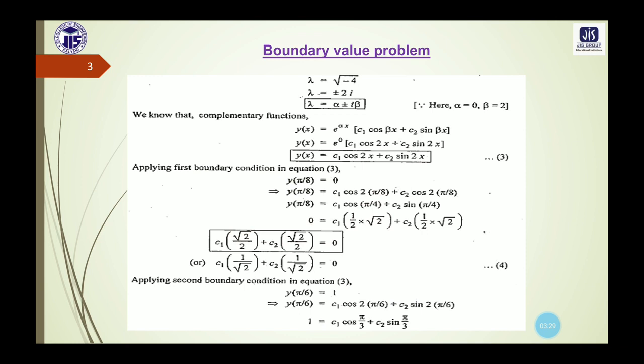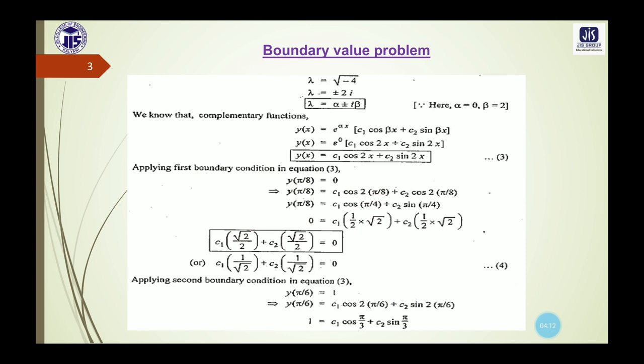Now from the concept of the complementary function, we can write y(x) equals e to the power alpha x times (c1 cos beta x plus c2 sin beta x). If we put the values of alpha and beta here, then e to the power 0 times x, that means e to the power 0 equals 1, then c1 cos 2x because beta equals 2, and c2 sin 2x. So y(x) equals c1 cos 2x plus c2 sin 2x. This is our equation number 3.